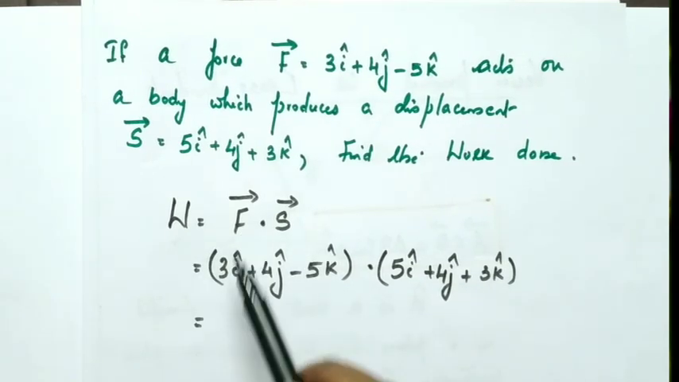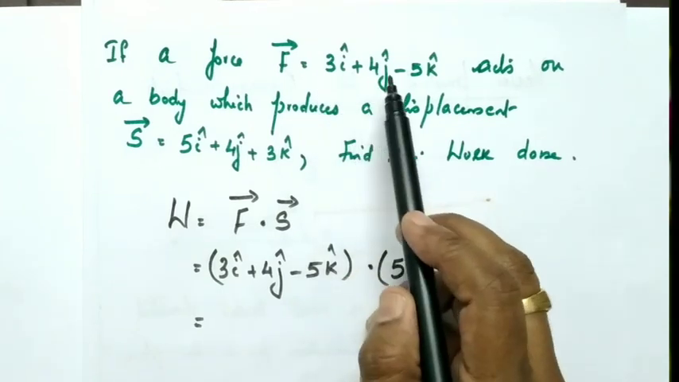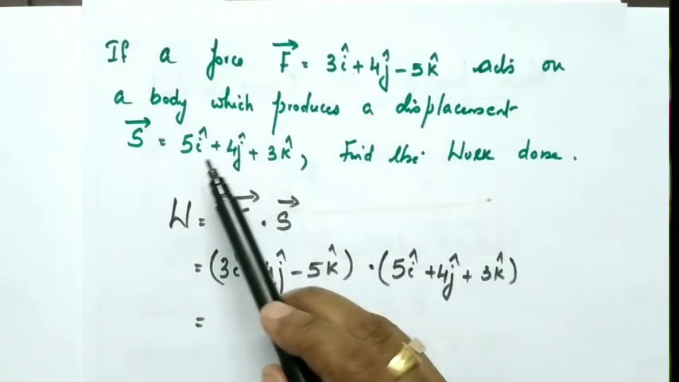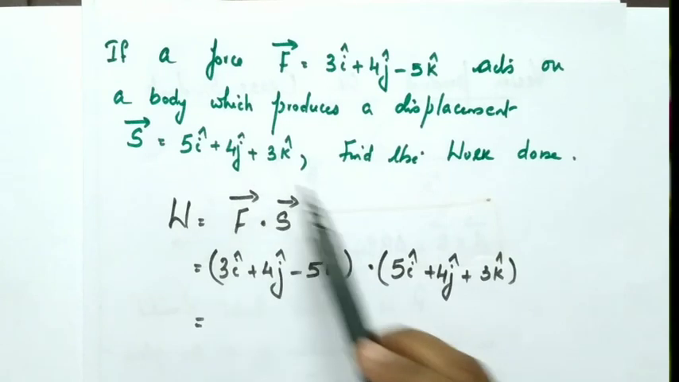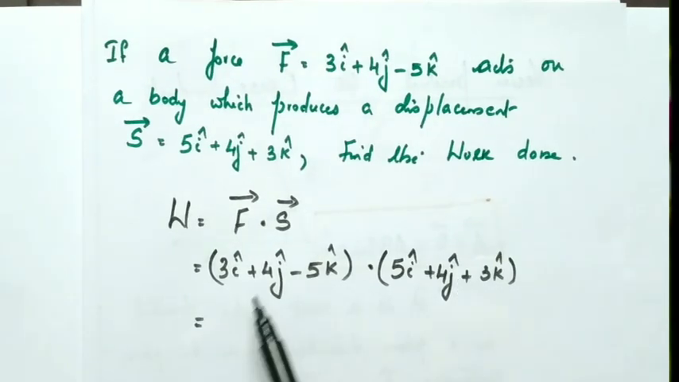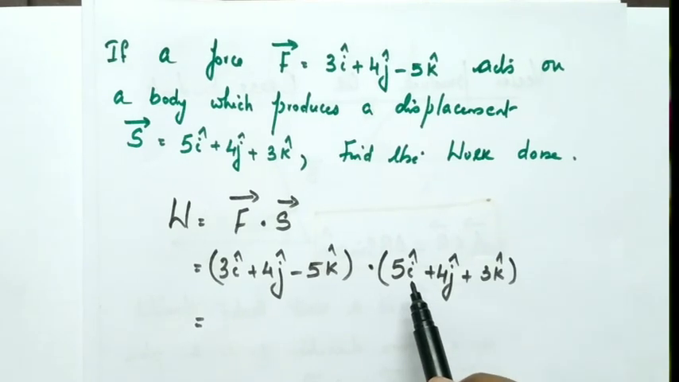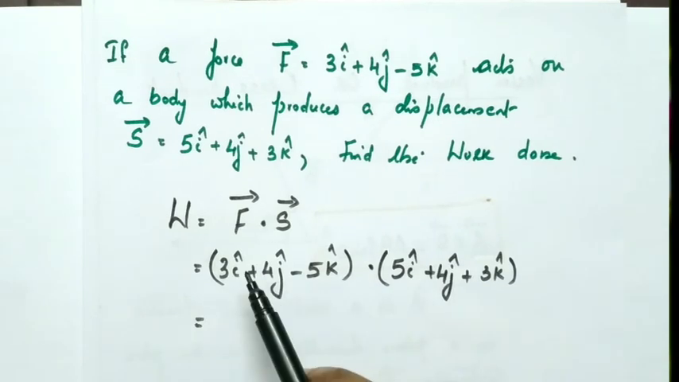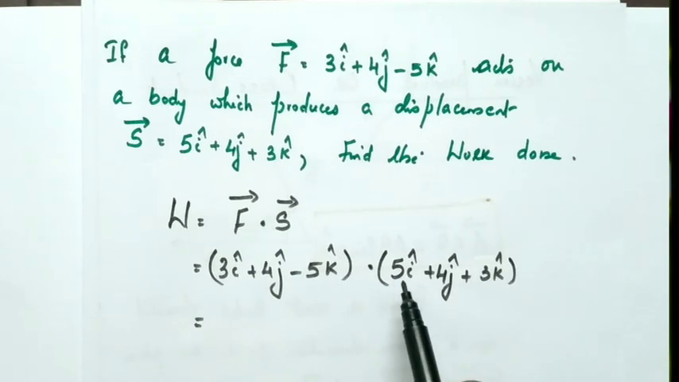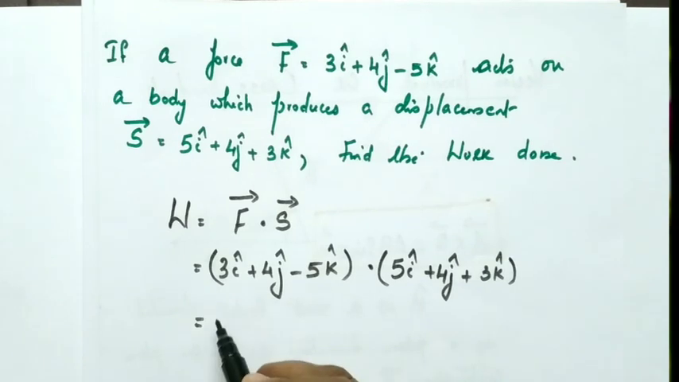Okay. Now substitute: the force is 3i cap plus 4j minus 5k cap, dot displacement 5i cap plus 4j cap plus 3k cap. Now we can multiply 3i cap dot 5i cap. What is i dot i? We know that i dot i, j dot j, k dot k equal 1, and the dot product of dissimilar unit vectors is equal to 0, that you know. So 3i cap dot 5i cap is 15. i dot i is 1, no?